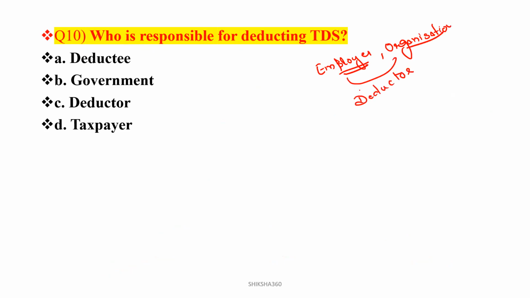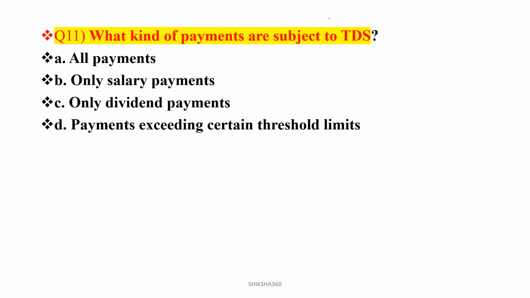Option A, deductive. Option B, the government. Option C, the deductor. Option D, the taxpayer. Clear? So the correct answer is option C, the deductor. It is responsible for deducting the TDS.